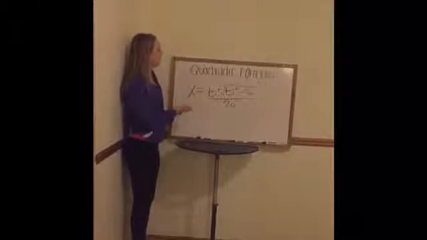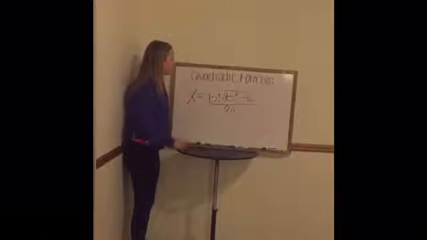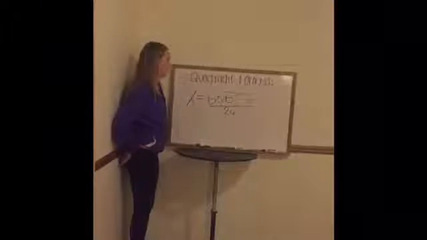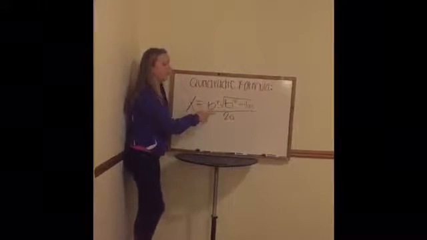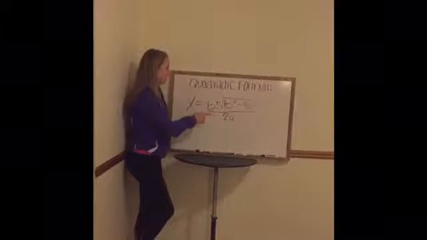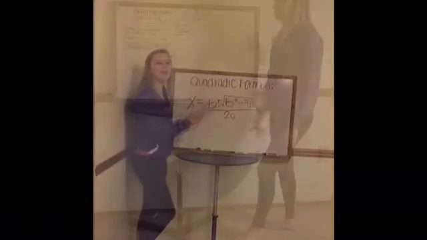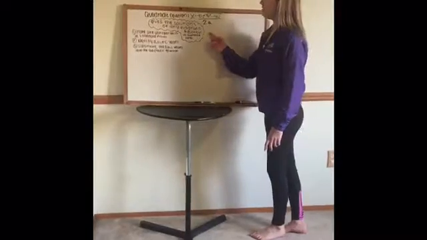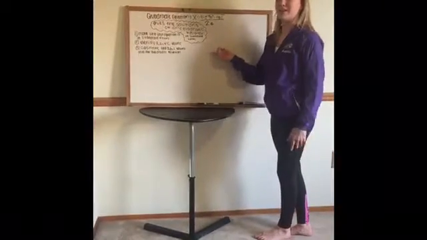This is the quadratic formula. X equals the opposite of b plus or minus the square root of b squared minus 4 times a times c, all divided by 2 times a. This formula gives the solutions of any quadratic equation in standard form.